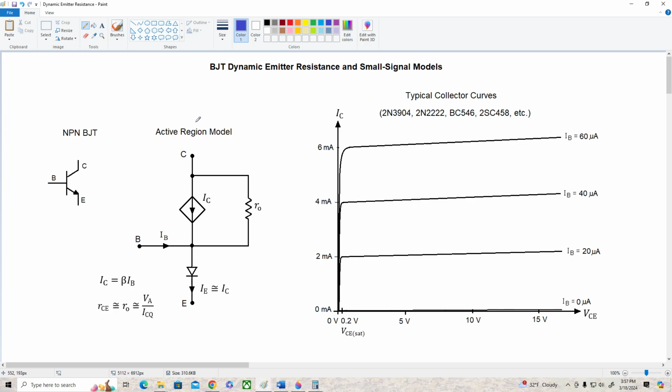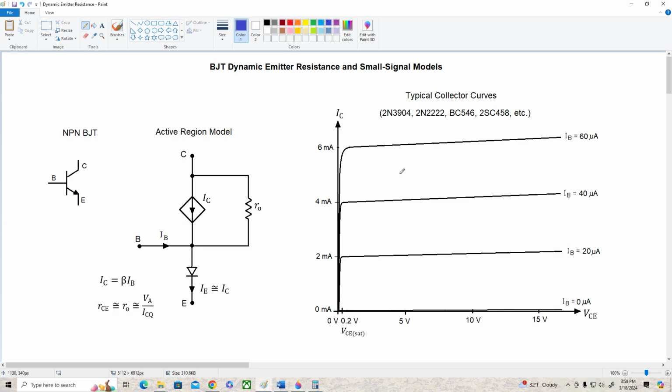The active region model we've been using so far is this simple linear model. And one of the main relationships here is IC equals beta times IB. We've also been assuming that the emitter current is approximately the same as the collector current. Now, over on the right-hand side here, I've got some collector curves for typical low-power general-purpose transistors like the 2N3904 or similar.